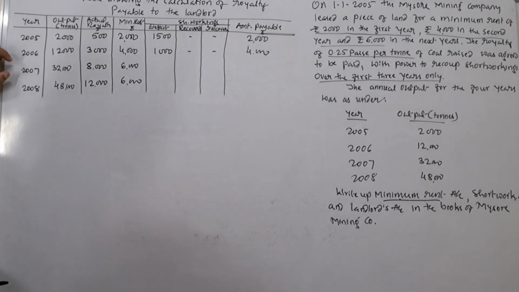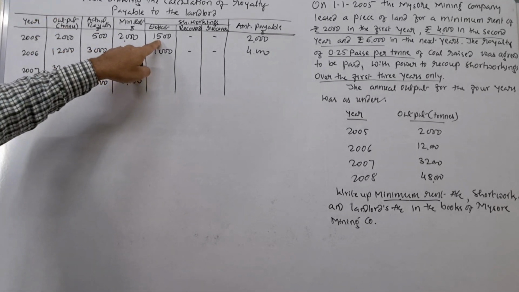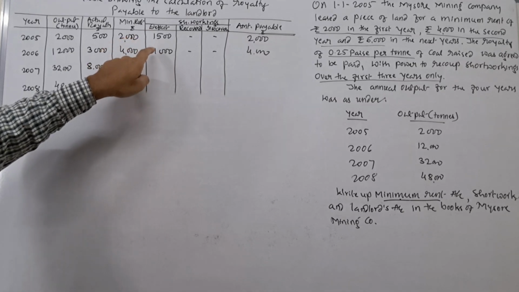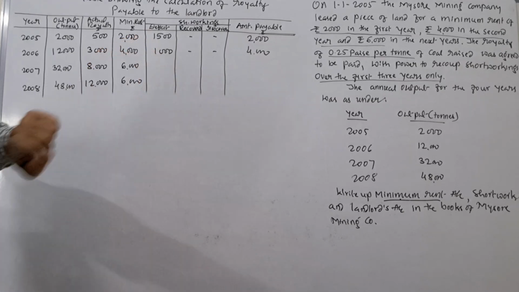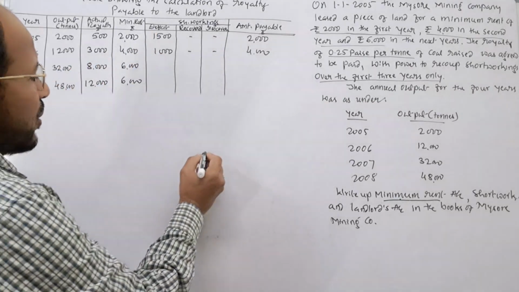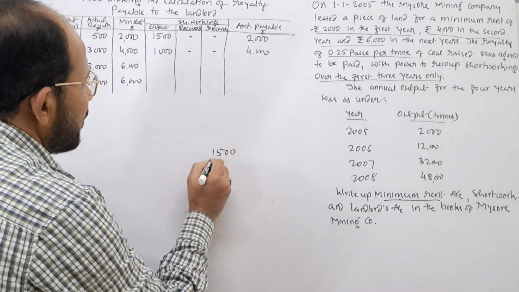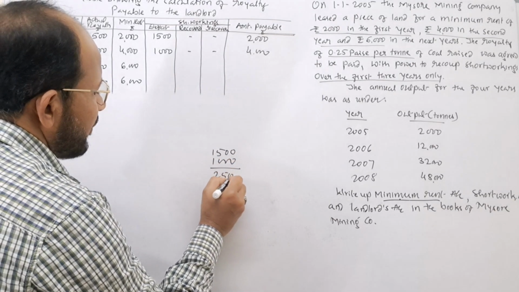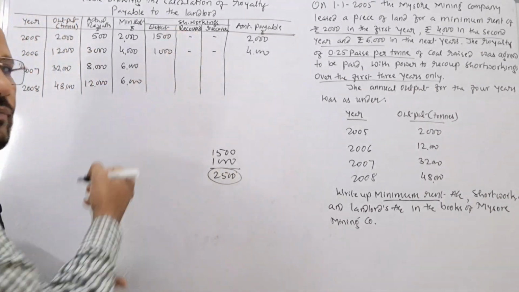Here, in the year 2005, 1500 deficit was there. In the year 2006, again 1000 deficit is there. Means short workings is there in the first year as well as in the second year, and this is the last year to recover these short workings. What is the total amount of short workings? 1500 and 1000, total is 2500 is the short working in the first year and second year.